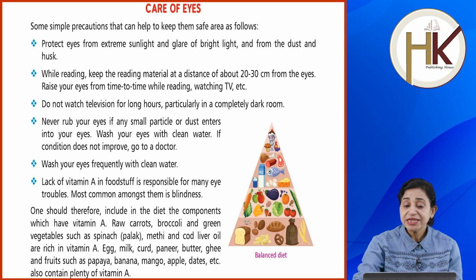Lack of vitamin A in foodstuff is responsible for many eye troubles. Most common amongst them is blindness. One should therefore include in the diet components which have vitamin A: raw carrots, broccoli and green vegetables such as spinach, that is palak, methi, and cod liver oil are rich in vitamin A. Egg, milk, curd, paneer, butter, ghee and fruits such as papaya, banana, mango, apple, dates, etc. also contain plenty of vitamin A.